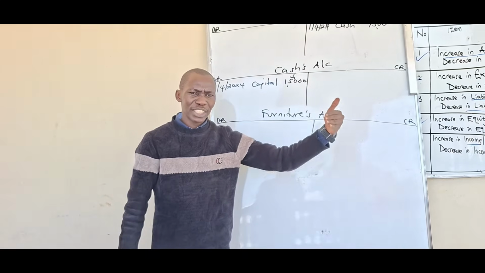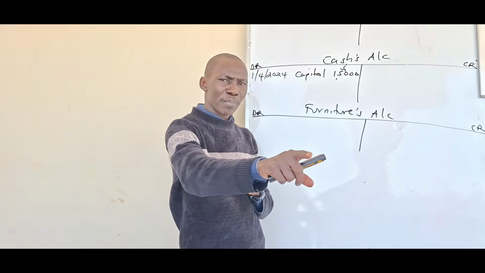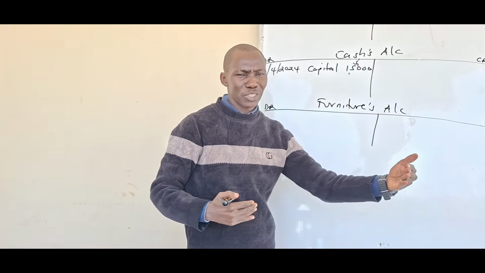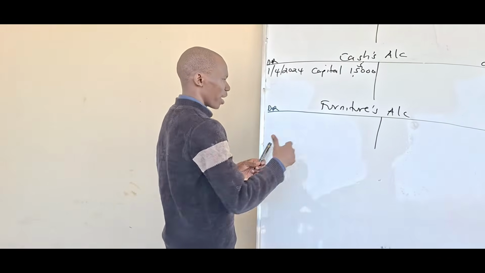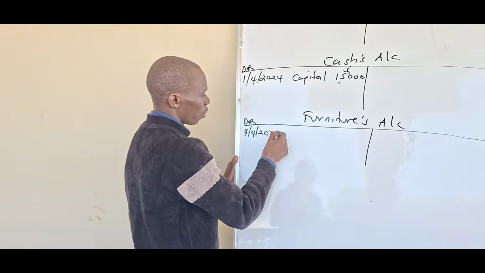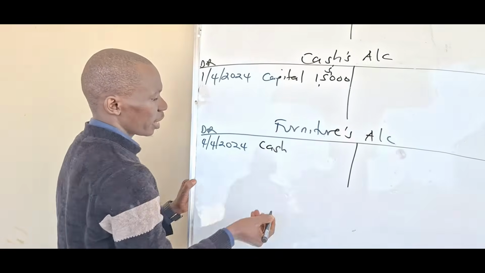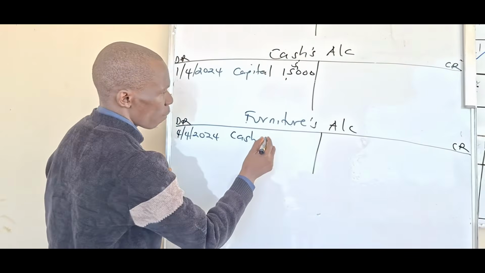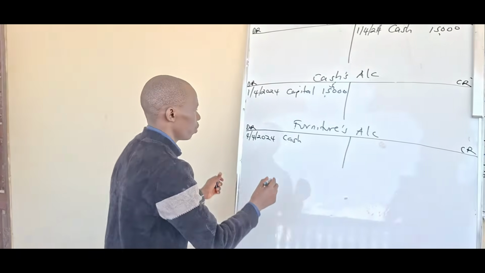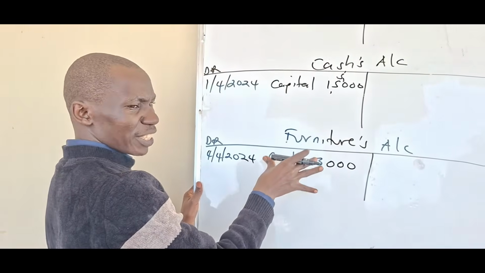So when you buy furniture using cash, you are getting your cash from your cash account, you take it to the market or the supplier, you buy the furniture. Furniture is increasing, cash is reducing. To show that, you just come here and put on debit. Furniture is increasing with, from which account? Cash. You have used the cash to buy furniture. How much? That is 3,000 US dollars.